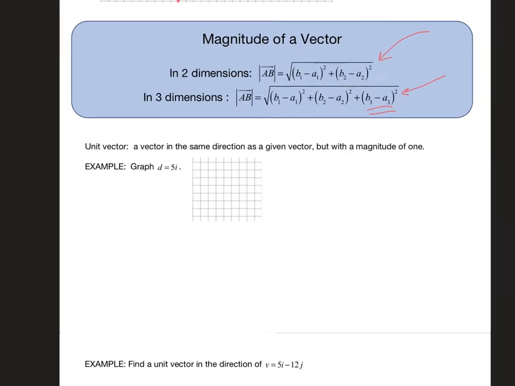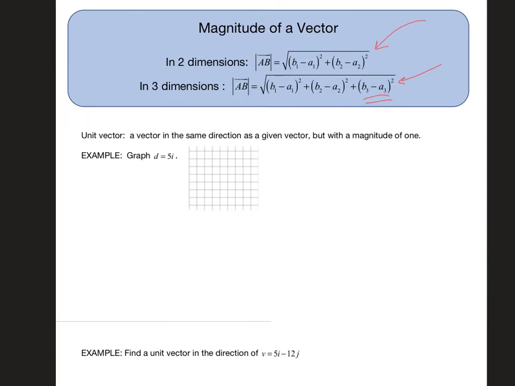Scooting this up. Okay, so a unit vector, by definition, is in the same direction as a given vector, but it only has a magnitude of 1. Okay, so if I graph vector D and it's 5i, that would be 1, 2, 3, 4, 5. That would be vector D.